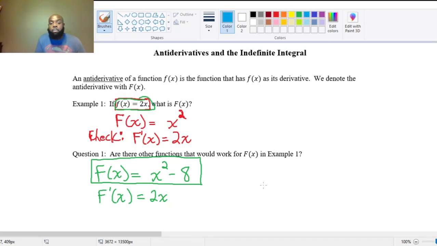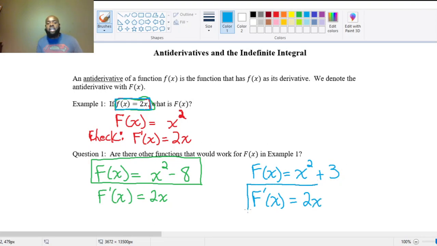I can give you another example. For instance, if I assume that capital F of x equals x squared plus 3, when I take the derivative of what I think is my antiderivative, if I start back with what I started with, I should get 2x. Well, the derivative of x squared is 2x. The derivative of 3 is 0. So I found another antiderivative. In fact, I can change this constant number to any number that I can think of, and leave that x squared plus or minus that number, and then I'm also going to have an antiderivative.